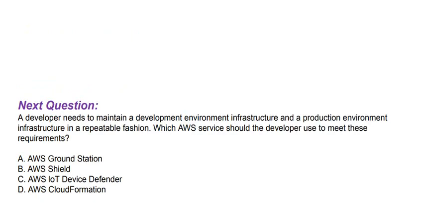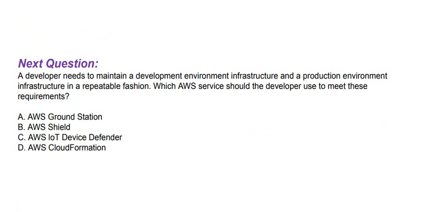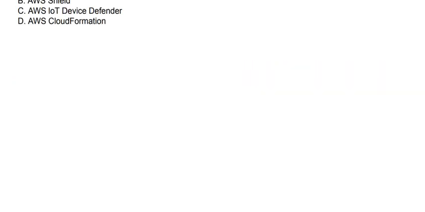Next question is, a developer needs to maintain a development environment infrastructure and a production environment infrastructure in a repeatable fashion. Which AWS service should the developer use to meet these requirements? Option A, AWS Ground Station. Option B, AWS Shield. Option C, AWS IoT Device Defender. And option D, AWS CloudFormation. The correct answer is option D.